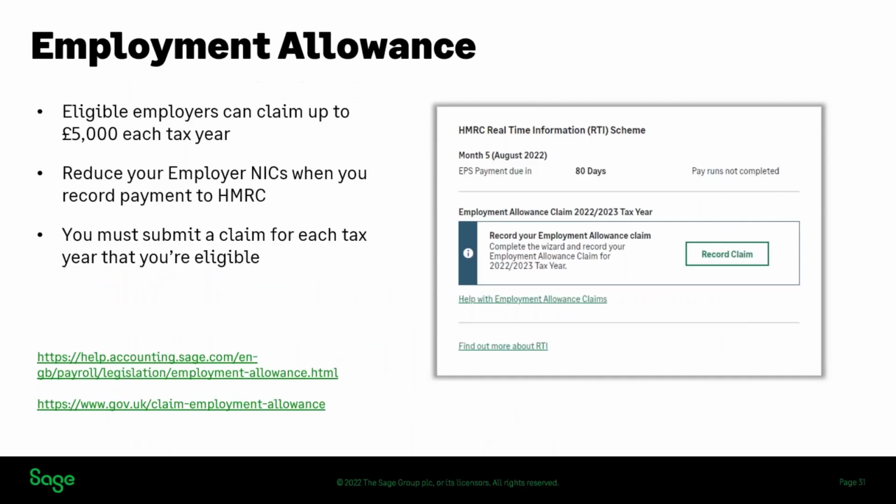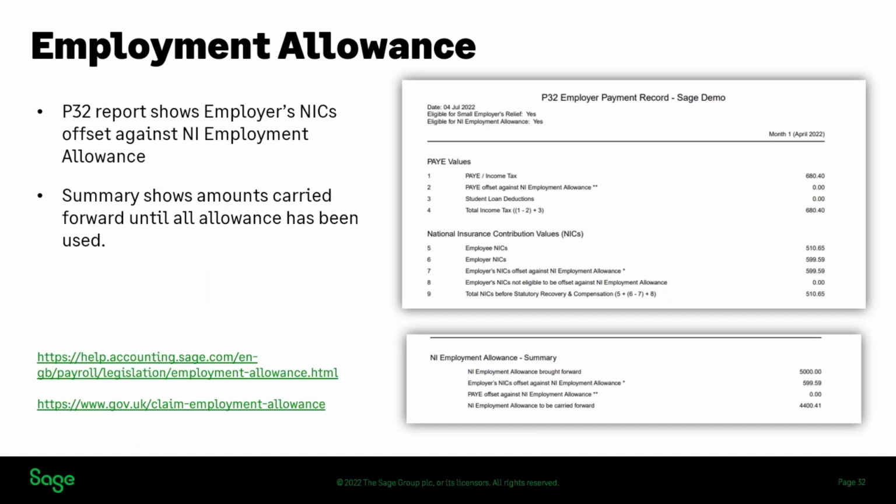So that was employment allowance. And a quick look at the P32 report. So this is what you'll get at the end of each tax period. And there's an employment allowance summary, which will help you to track how much you've claimed, how much you're carrying forward, how much you've claimed this period, etc.